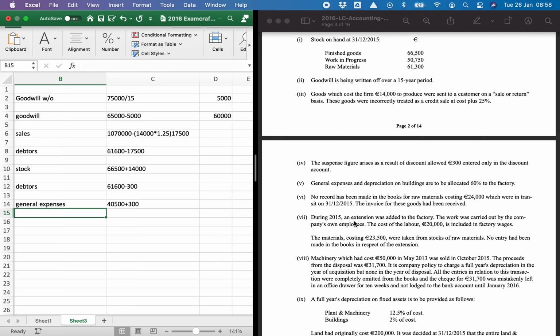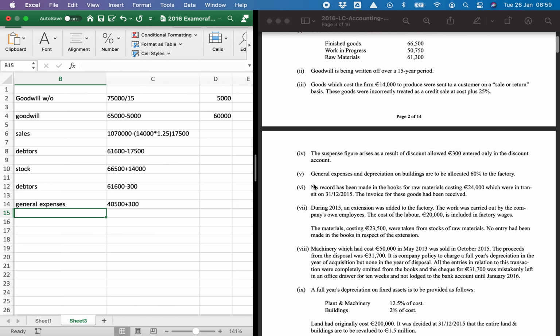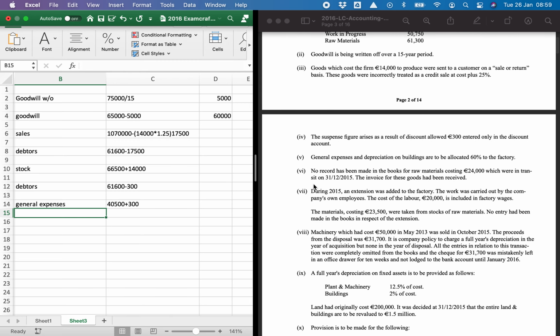General expenses and depreciation on buildings are allocated 6% to the factory. Now what I would do with that is highlight that and come back to it last, because there could be more changes to general expenses. Now there probably won't be, but you could also just do it when you're putting your numbers in, it'll be fine.